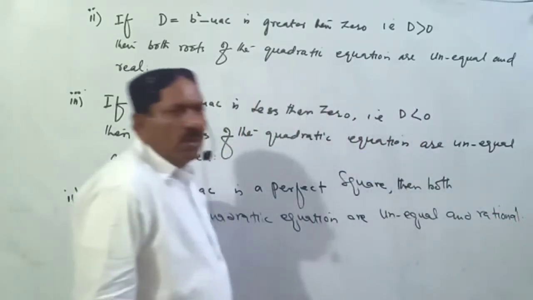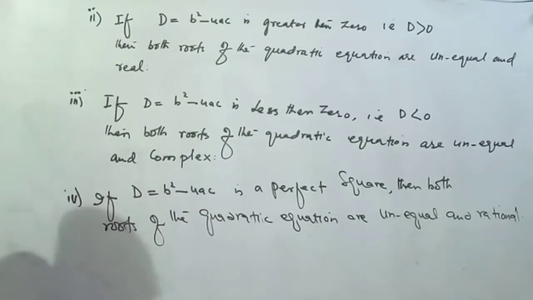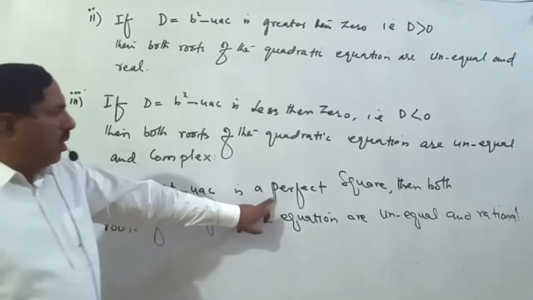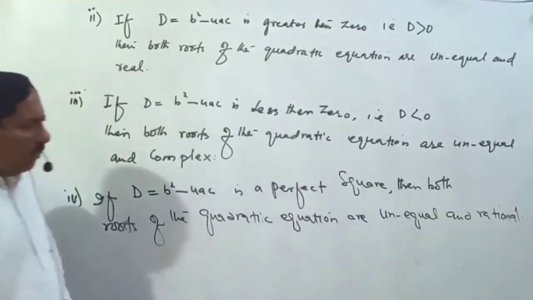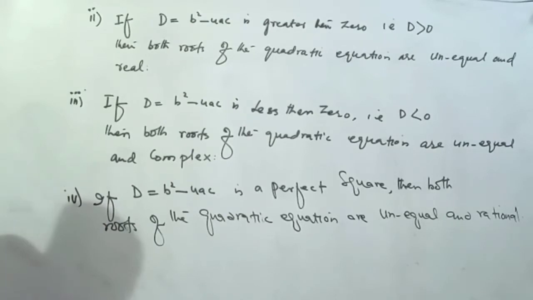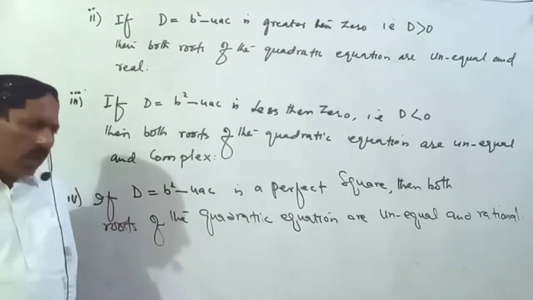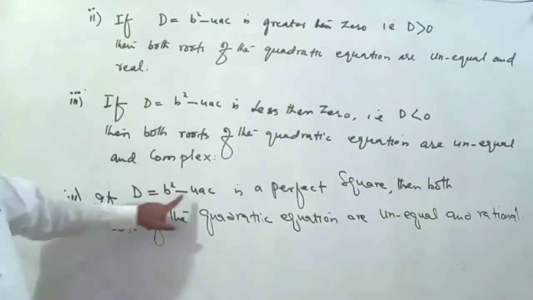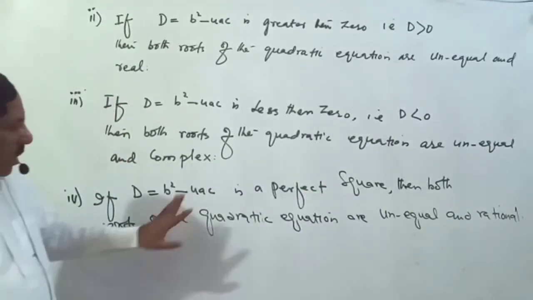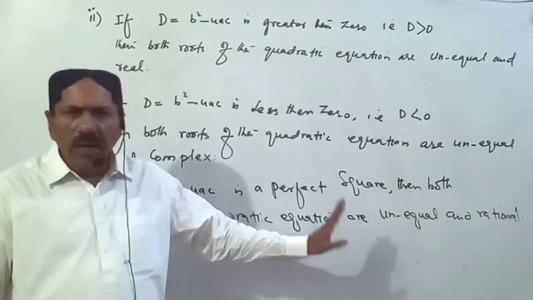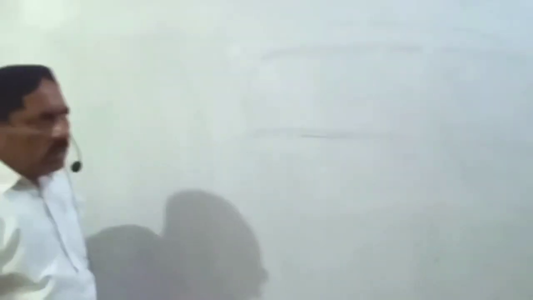Both roots of the quadratic equation will be unequal and rational, because the discriminant is a perfect square. There will not be involvement of the radical sign. If there is no radical sign, the roots will be rational. So, if the discriminant b square minus 4ac is a perfect square, then both roots of the quadratic equation are unequal and rational. Now, the examples related to the nature of the roots.